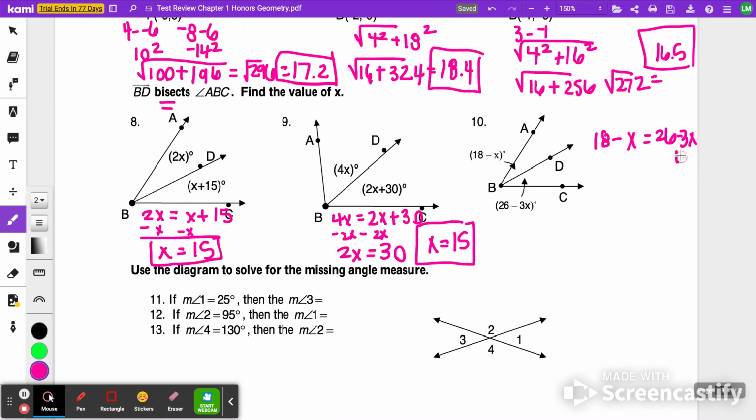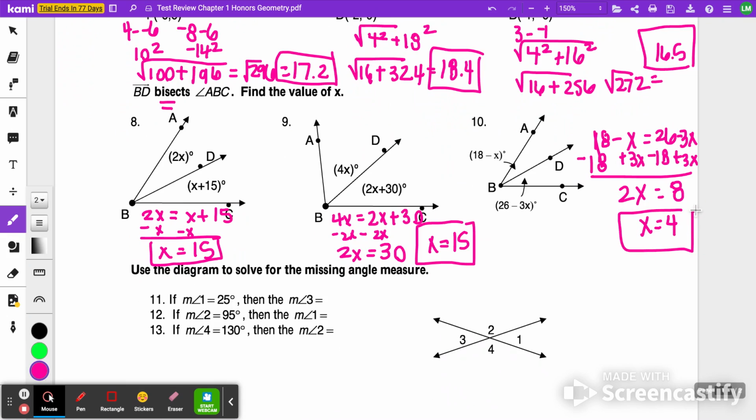This one, I added 3x to the left side and subtracted 18 from the right side, which means I would get 2x is equal to 26 minus 18, which is 8. So that means x is equal to 4 for number 10.